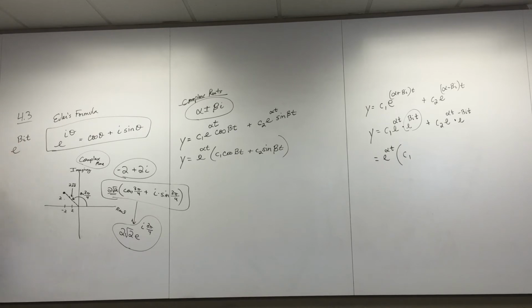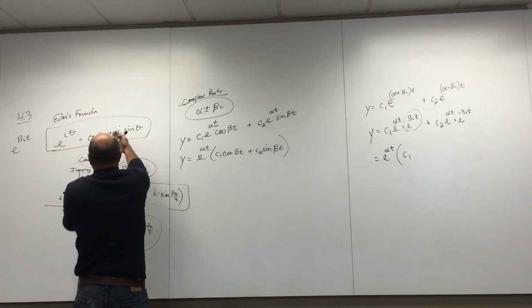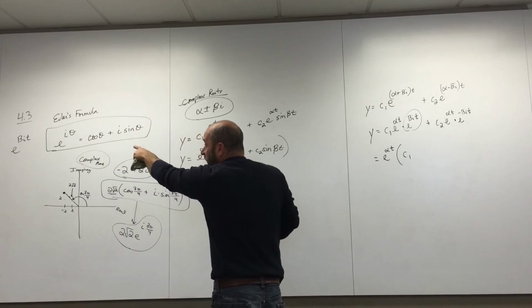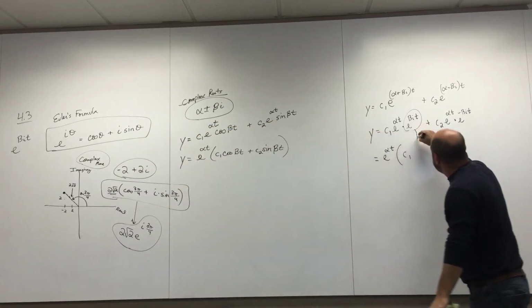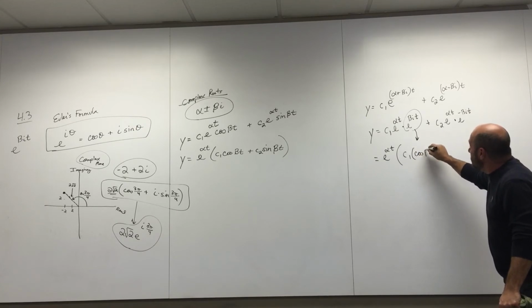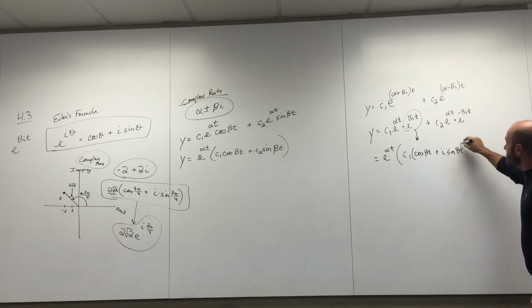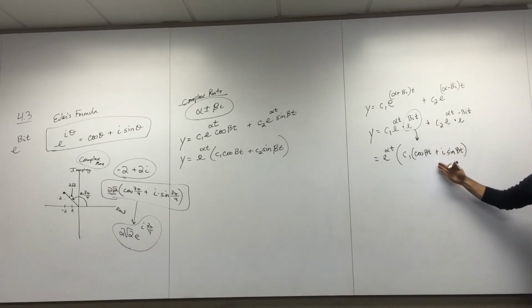Who is my theta? There's my i, there's my i. Who's my theta? Beta t. So my angle is beta t. So what am I going to write? e to the i theta is cos theta plus i sine theta. If my angle theta is beta t, I'm about to write cos beta t plus i sine beta t. Is that what I'm doing? According to Euler's formula.